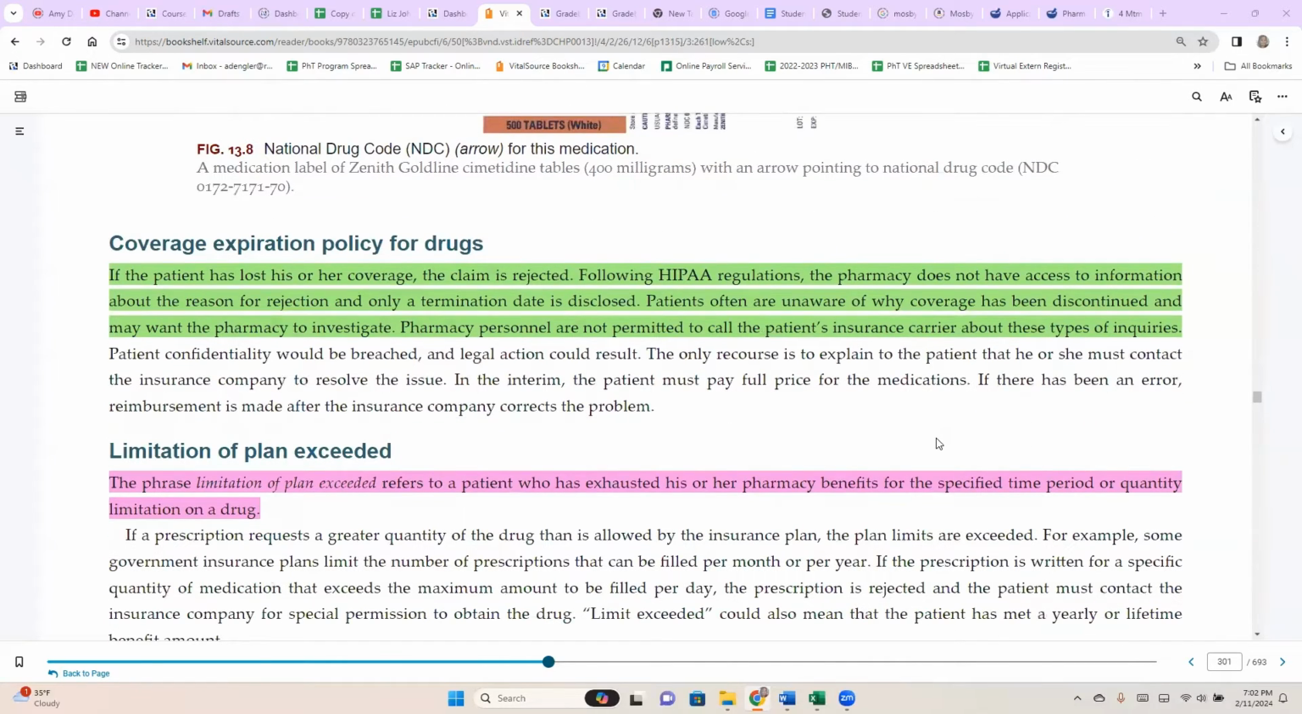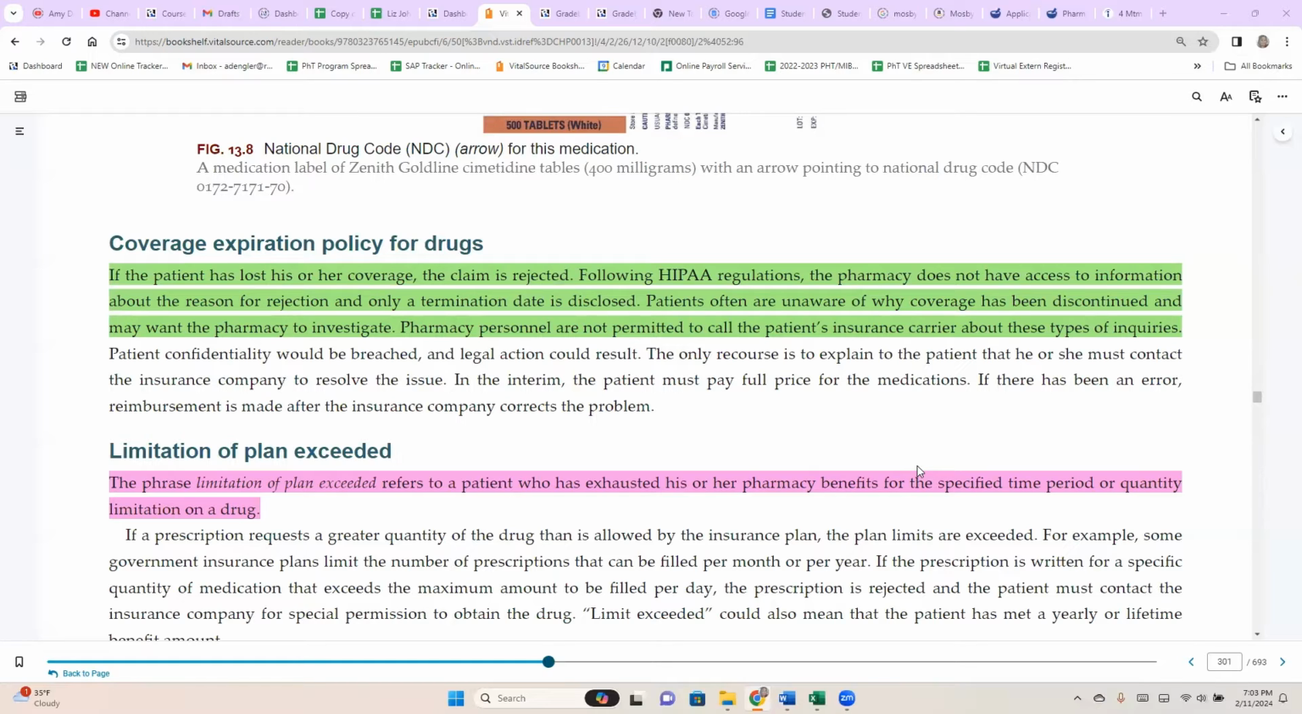If the patient has lost his or her coverage, the claim is rejected. Following HIPAA regulations, the pharmacy does not have access to information about the reason for rejection, and only a termination date is disclosed. Patients often are unaware of why coverage has been discontinued and may want the pharmacy to investigate. Pharmacy personnel are not permitted to call the insurance carrier about these types of inquiries. So, yeah, the patient will definitely want you to call. Even if you did try to call, they would not give you any information.